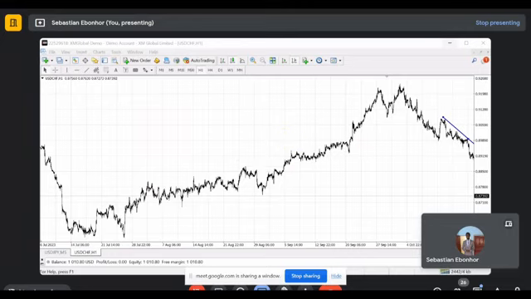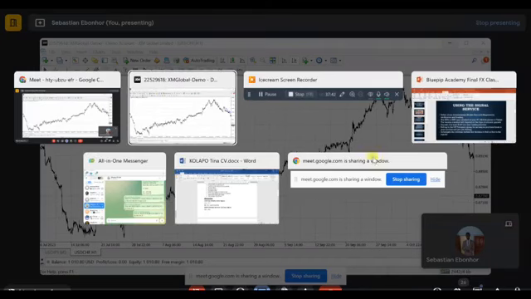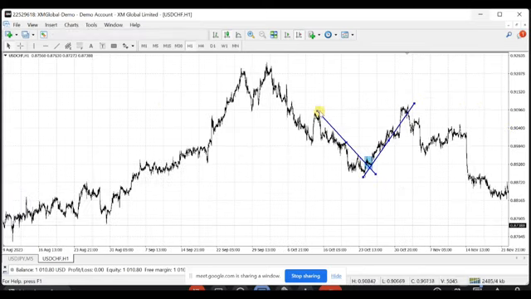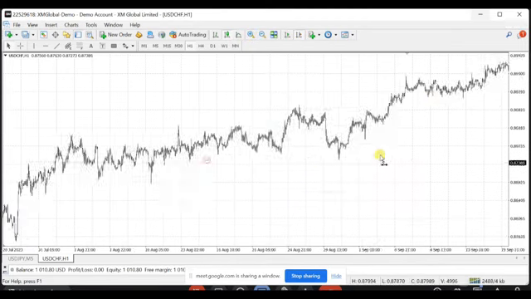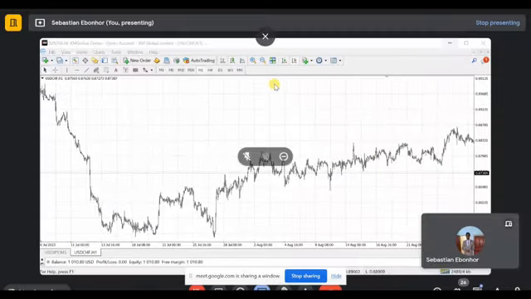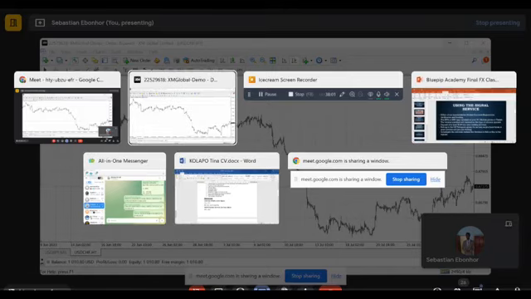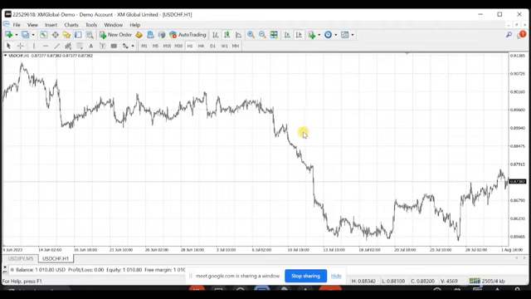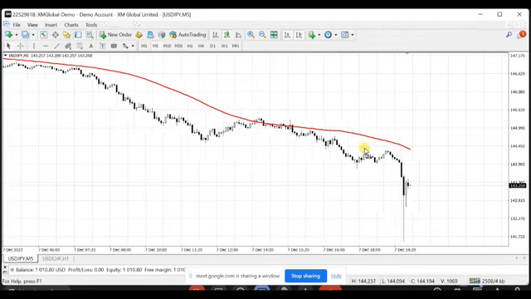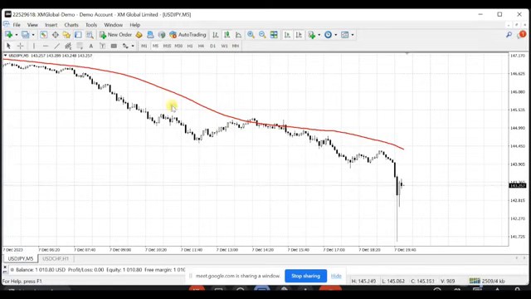So if we have a downtrend like what we had here, then we will say we are looking for opportunities to sell. And when we are in an uptrend, we'll be looking for opportunities to buy. So buy or sell, depending on which direction the market is going. All right, so let's go and look at other currency pairs.